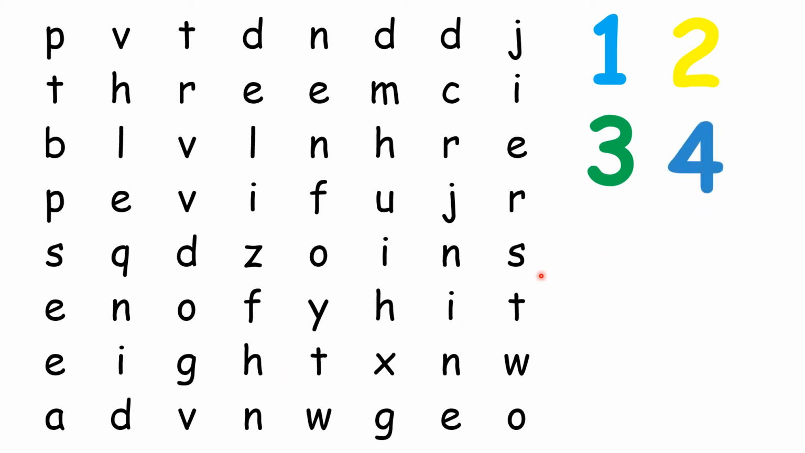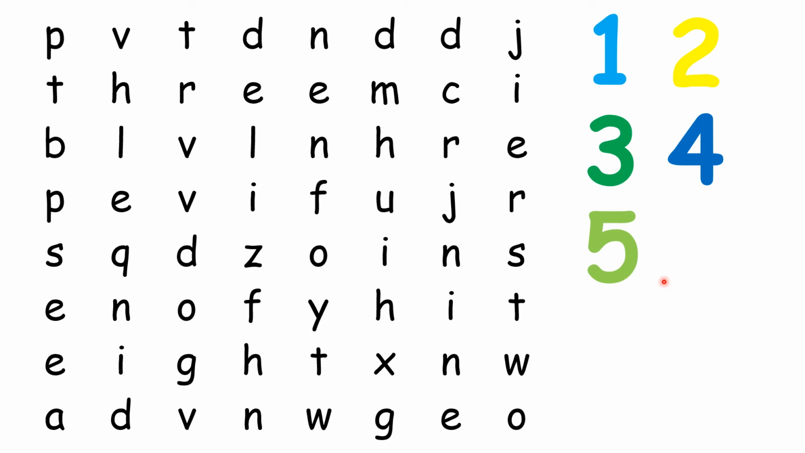Let's look again. Number four. F-O-U-R. Four. F-O-U-R is four. Can you find it? Well, here is an F, an O, but this is a Y. No, no, no. We want U. F-O-U-R. Let's look some more. Try here. F-O-U-R. Four. Very good.